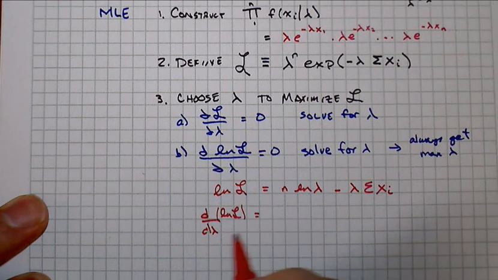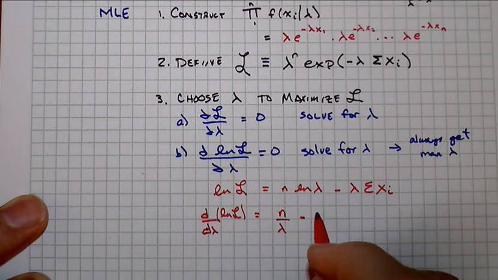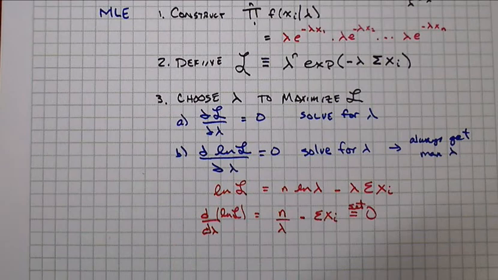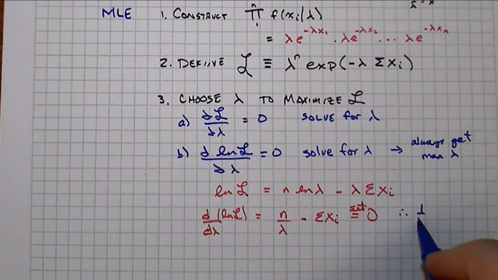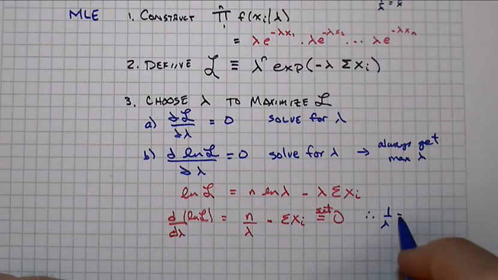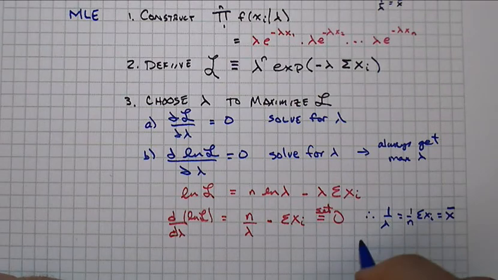right, and we're taking the derivative with respect to lambda, so this becomes n over lambda minus the sum of the xi, and we're going to set that equal to 0, solve, and you end up with 1 over lambda is equal to 1 over n, sum of the xi's, and that's x bar. And that turns out to be the same as before.